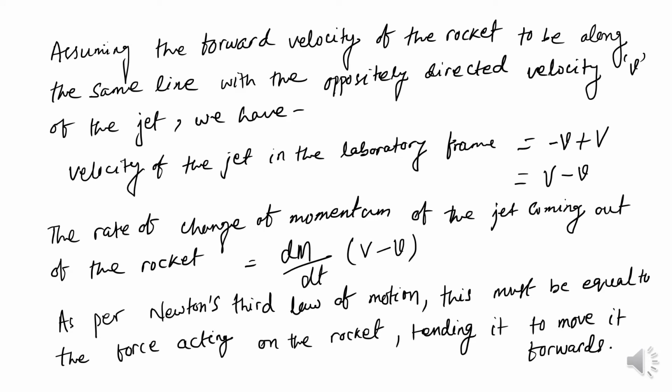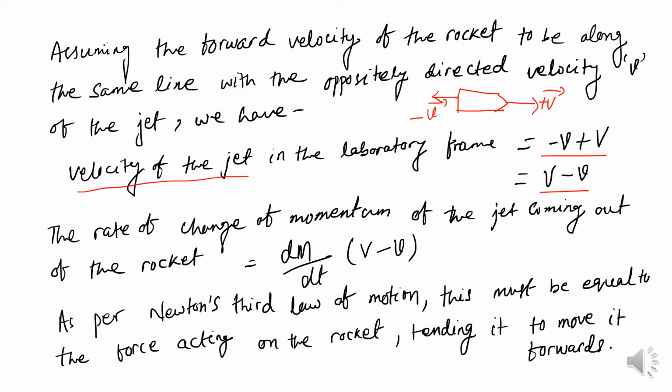Assuming the forward velocity of the rocket to be along the same line as the oppositely directed velocity of the jet, we considered the forward velocity as capital V, and the jet is going in this direction with small v. If we want to find the velocity of the jet from the laboratory frame, then this is minus v and this is plus V. So this gives us the velocity of the jet in the laboratory frame as capital V minus small v.